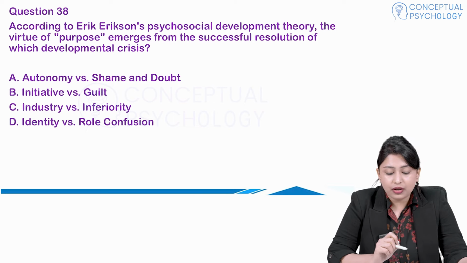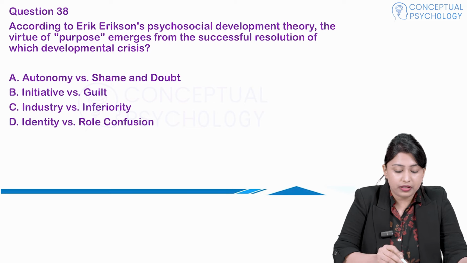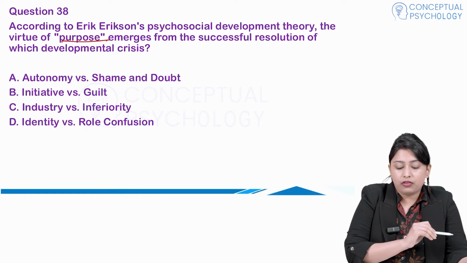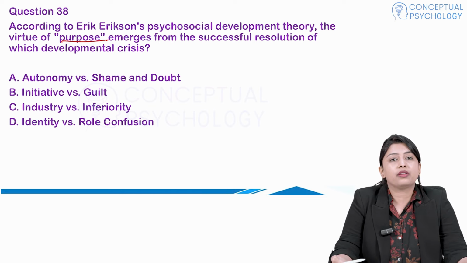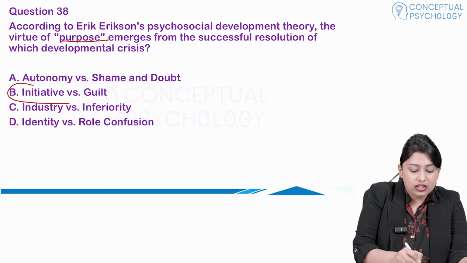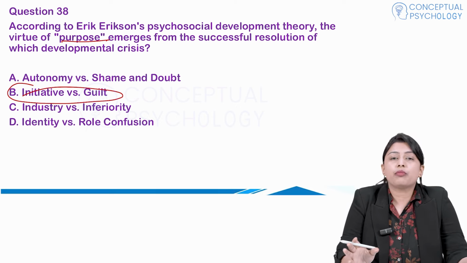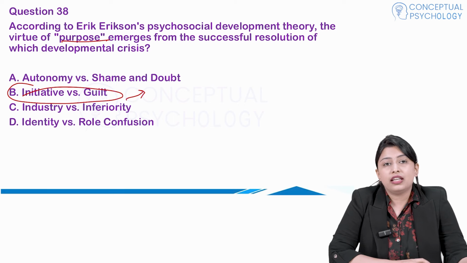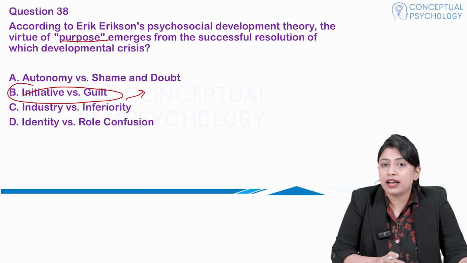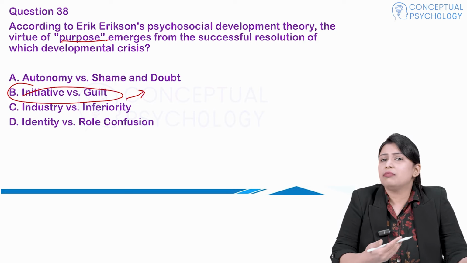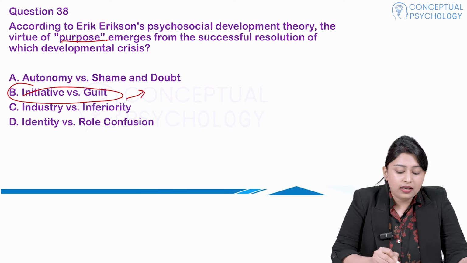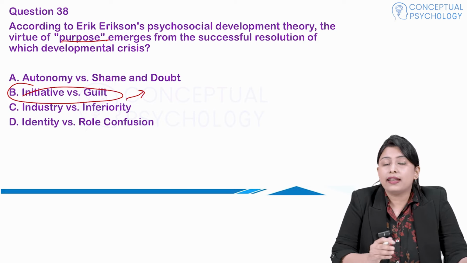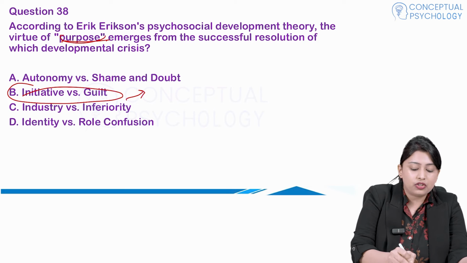According to Erikson's psychosocial developmental theory, the virtue of purpose emerges from the successful resolution of which developmental crisis? So here the virtue of purpose emerges from the successful resolution of initiative versus guilt, which is approximately 3 to 5 years of age, which is the preschool age. And during this stage, the child begins to assert power and control over their world through directing play and other social interactions. They start to initiate activities, they make plans, they tackle new challenges. When you support that child in their initiative, the child would develop the virtue of purpose.